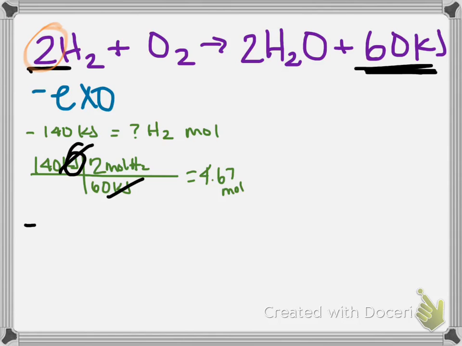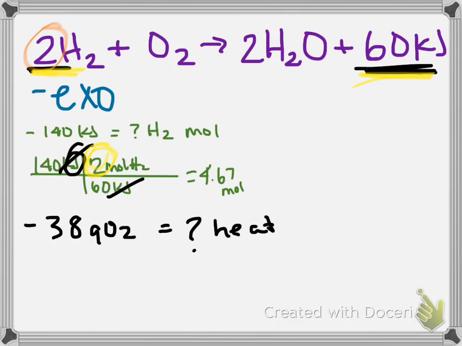Again, I had to put that 2 right here because there are 2 moles of hydrogen up here for every 60 kilojoules. All right, let's take this one step further. These are probably the hardest type of problems that you'd have to do. What if I gave you grams instead of moles?